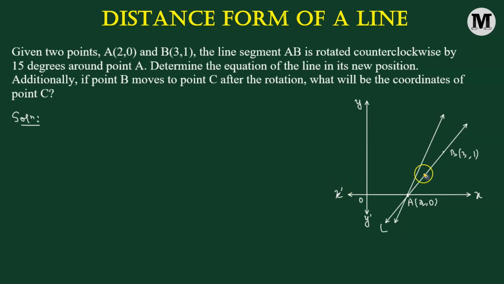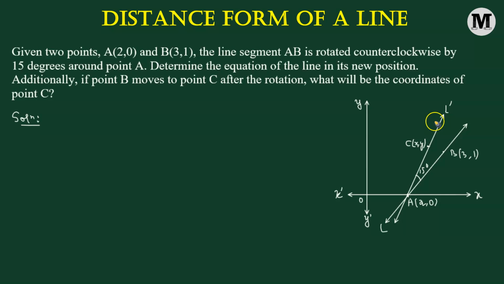So let's say after rotation, so we have rotated this line by 15 degrees and this gives us a new line. We're going to call it L prime, and the point B changes to a new point. Let's call it the point C. And we're going to assume that it has the coordinates x, y. Our goal will be to determine the coordinates of the point C as well. Okay, so there are two things that we need to do. We need to determine the equation of the line L prime as well as the coordinates of the point C.